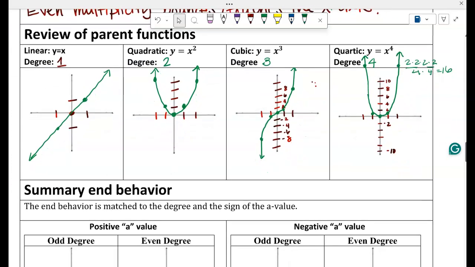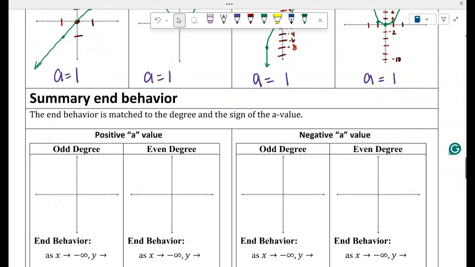Now let's do the summary of the end behavior because it's really important. End behavior is matched to the degree and the sign of the A value. So now let's look at this one. A value for this one is 1. It's positive. A value for this one is also 1. It's also positive because these are the parent functions. So of course, all the parent functions will have no A value besides 1.